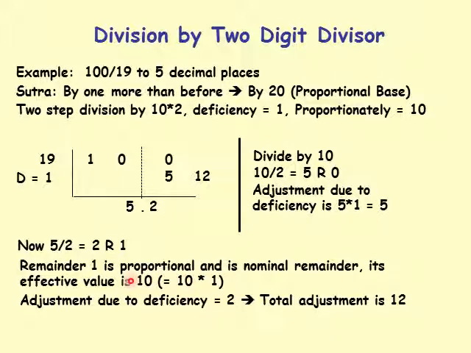10 due to the remainder, and 2 due to the deficiency, and that makes 12. Now see, the 1 from the remainder comes to the left of the adjustment due to the deficiency, and 2 is also the quotient digit here. Let's continue. The nominal remainder 1 comes to the left of the 2, which is the quotient digit here. Now I'm going to add this 12 to the next dividend digit, and let us continue.